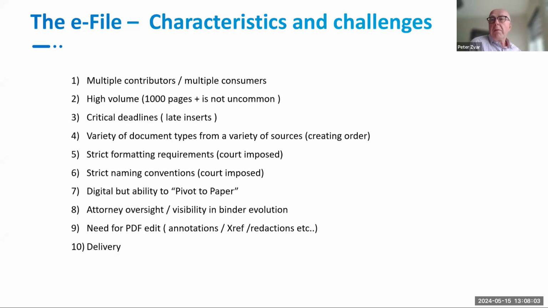And, obviously, we're also trying to be paperless, but, in our world, as we know, there are times when paper needs to be produced, and there are judges that will say, I need a paper copy, so we need to be able to pivot to paper from digital. So it's dual, and you've got to make sure that whatever we produce can be consumed on both mediums.